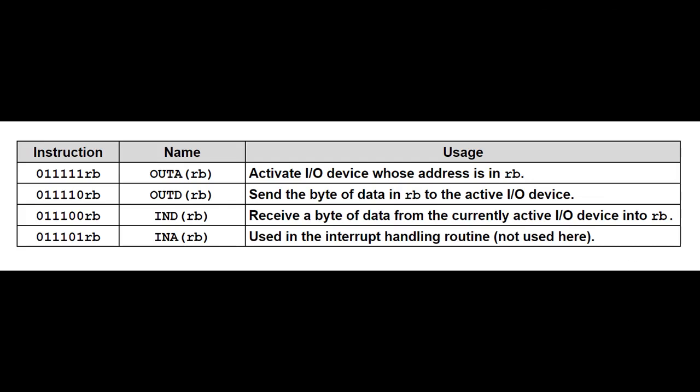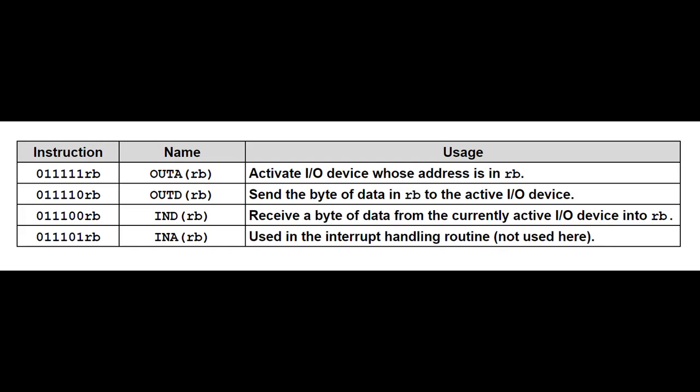Each I/O device that is connected to a computer has a unique address. If you want to interact with a specific I/O device, you need to refer to it using that address. So the first thing that you need to do to interact with an I/O device is to activate it. Device activation is done using the OUT-A instruction here. So the OUT-A instruction will activate the I/O device whose address is in RegB.